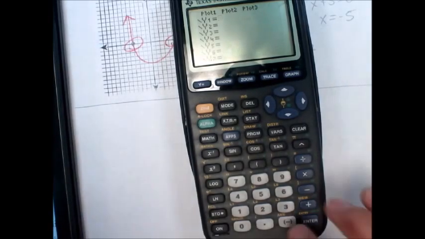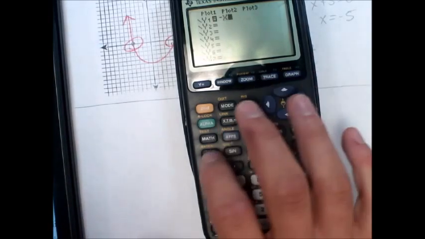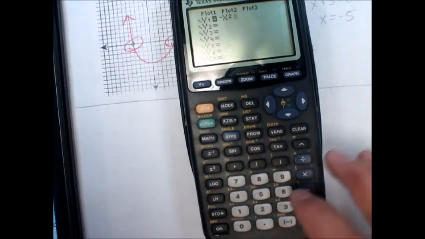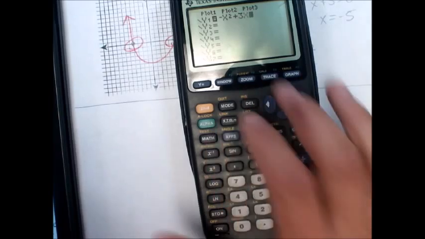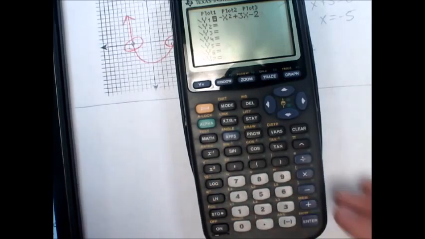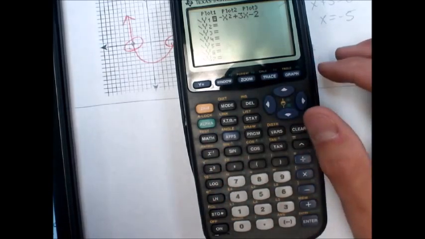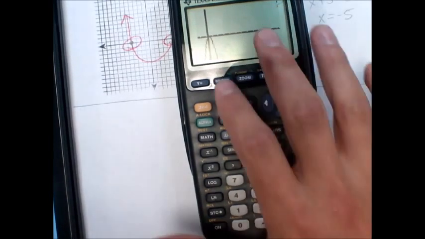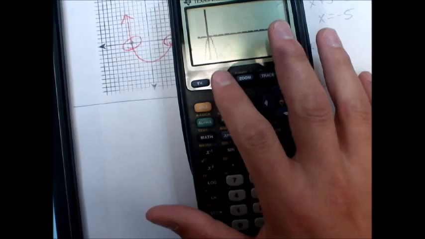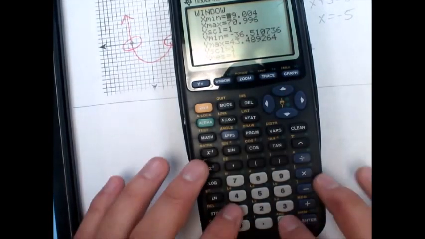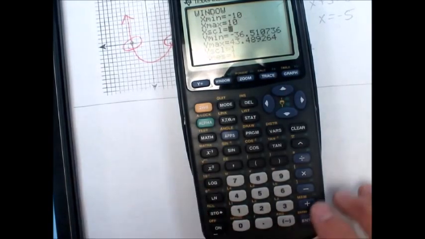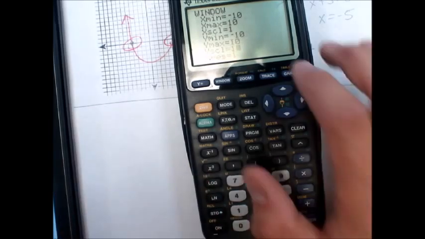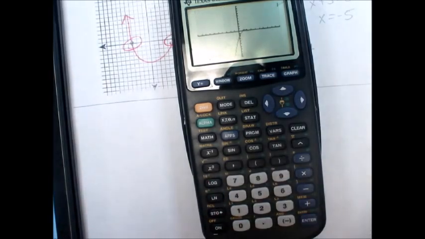So our equation is negative x squared plus 3x minus 2. Okay, this graph should pop up. Let's all set our window so we have the same exact looking graph. So go to your window, type in negative 10 for your minimums, positive 10 for your maximums, and scales of 1. So that we all look like the same graph.